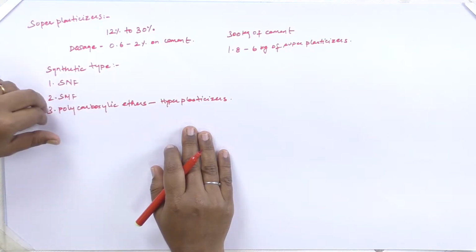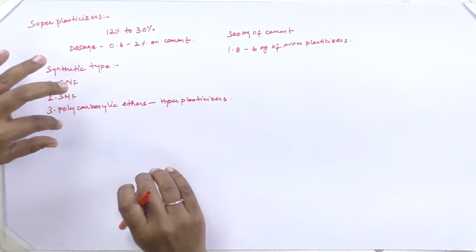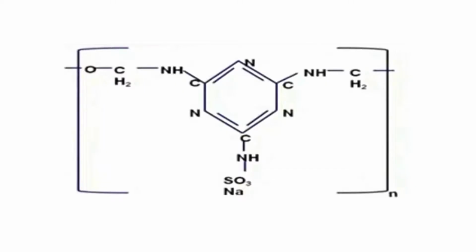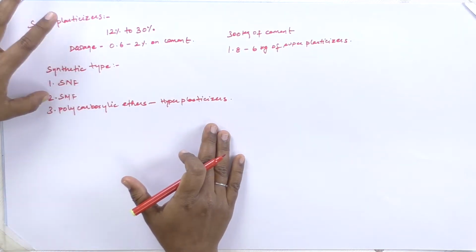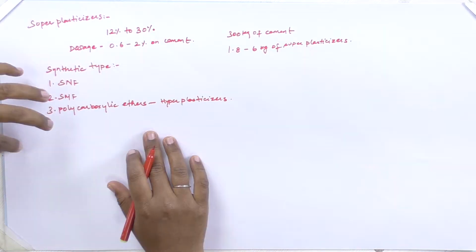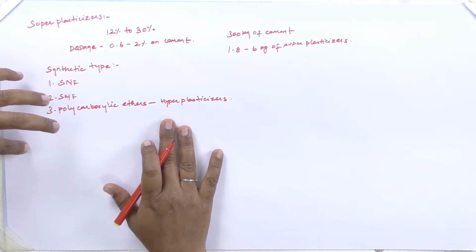to the particle. And for SMF, sulfonated melamine formaldehyde, the polymer link is the same as SNF, but here the naphthalene ring is being replaced by a melamine ring, with 3 nitrogens. The remaining everything is the same as SNF. Next is polycarboxylate ethers.